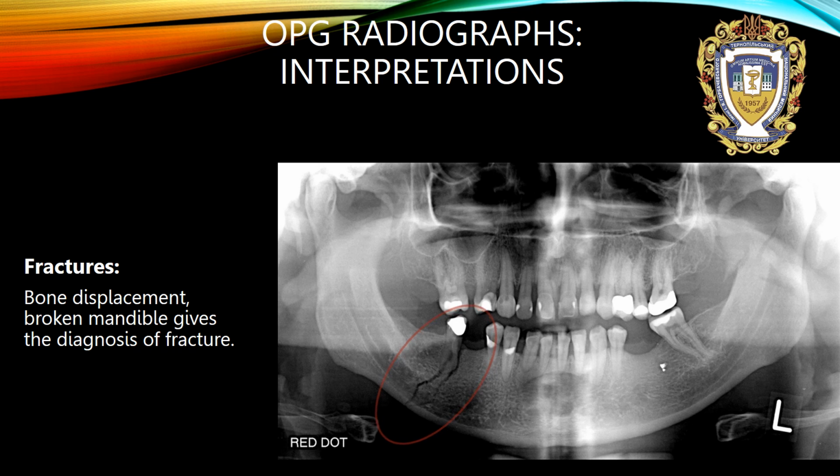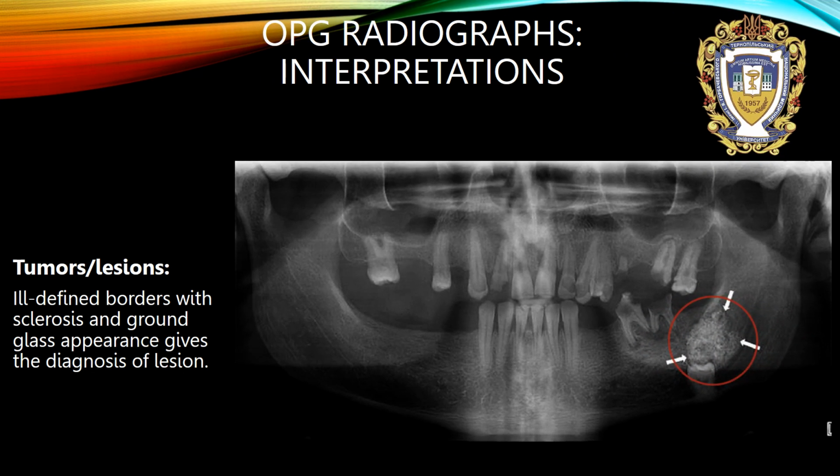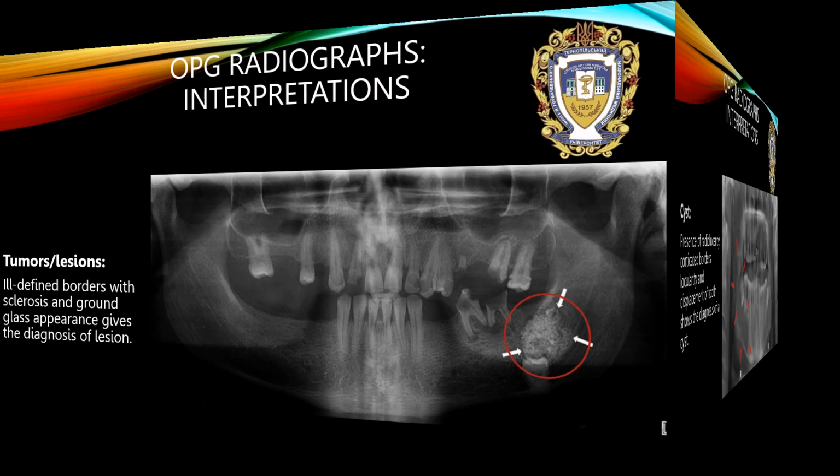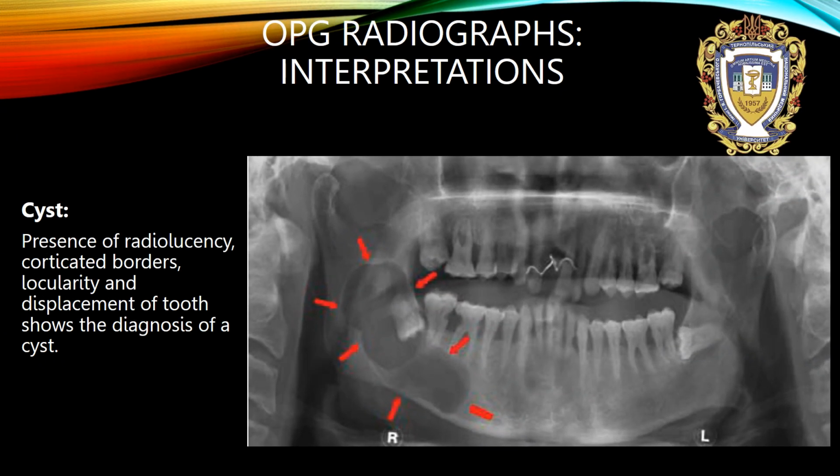Fractures. Bone displacement, broken mandible gives the diagnosis of fracture. Tumors, lesions. Ill-defined borders with sclerosis and ground glass appearance give the diagnosis of lesion. Cysts. Presence of radiolucency, cortical borders, locularity and displacement of tooth shows the diagnosis.